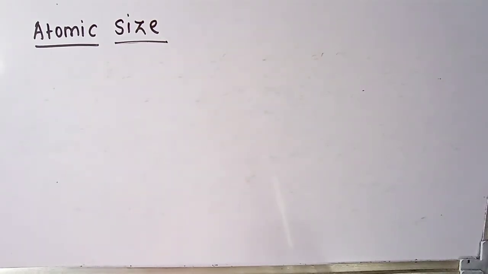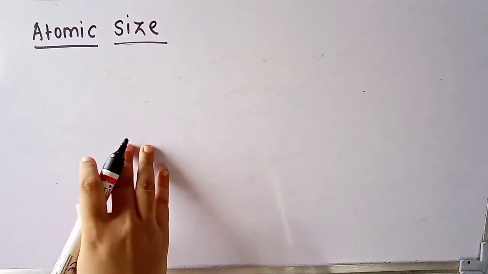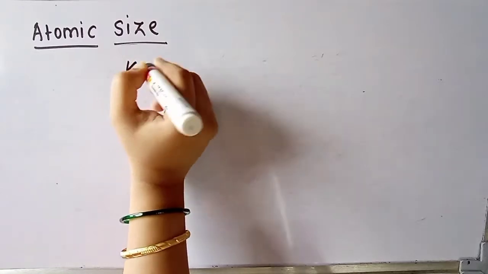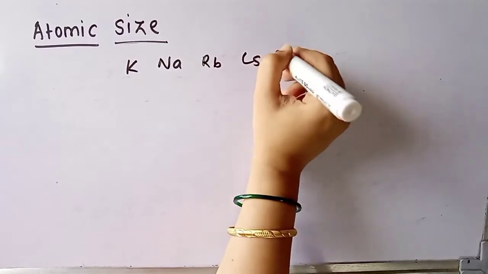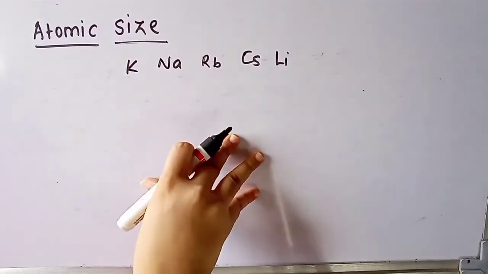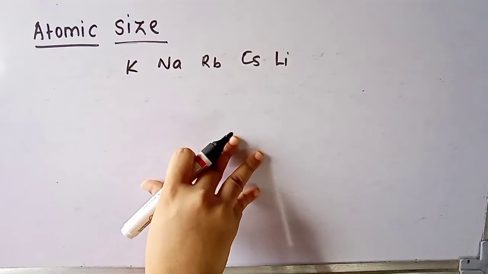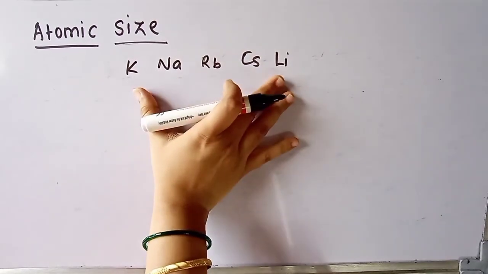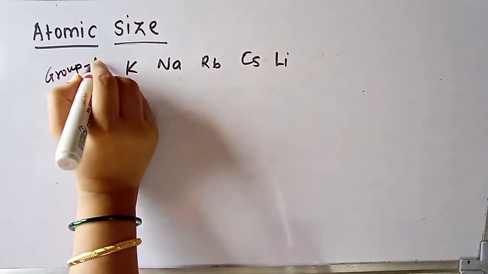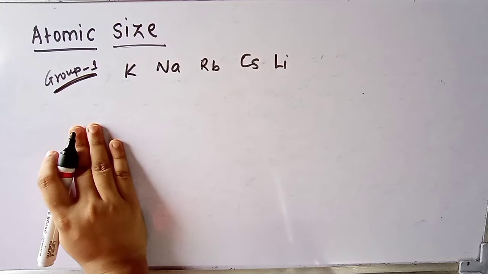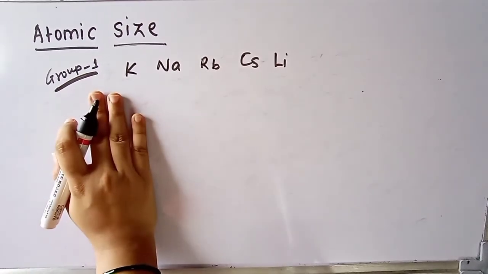Now, by referring to the modern periodic table, find out the groups to which the above elements belong. Elements given are potassium, sodium, rubidium, cesium and lithium. Yes or no? So, which group do these elements belong to? These are group 1 elements. Okay, these elements belong to group 1. So this is the answer.